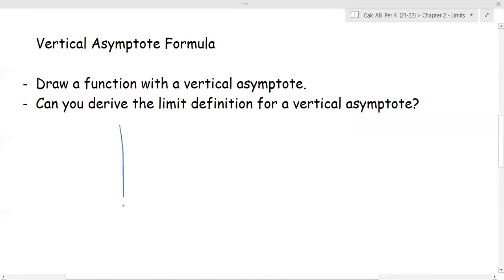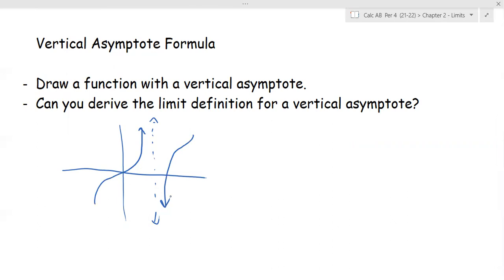So you would just create any function. It doesn't matter what it is. I'll just put my vertical asymptote right here, and then I'll make my function. Sorry, the dogs are playing behind me. I'm sure you can hear them snorting. So then we have some vertical asymptote, whatever.